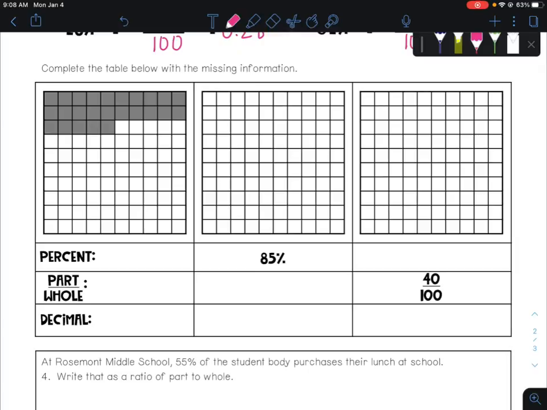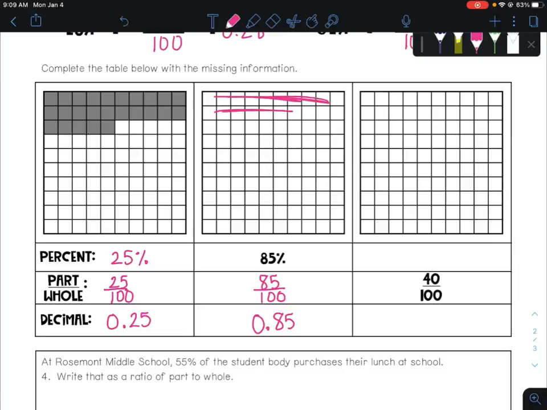Okay, so finishing up this last part here, complete the table with the missing info. So we either use the diagram, the model, or we use the info beneath it to fill it out. So we've got 10, 20, 5 again, so 25 out of 100, 25%. And now 25 hundredths means 0.25. 85% means 85 out of 100, or 0.85, 85 hundredths.